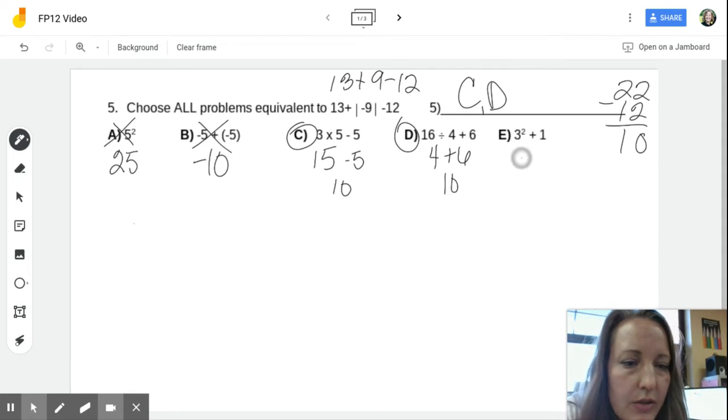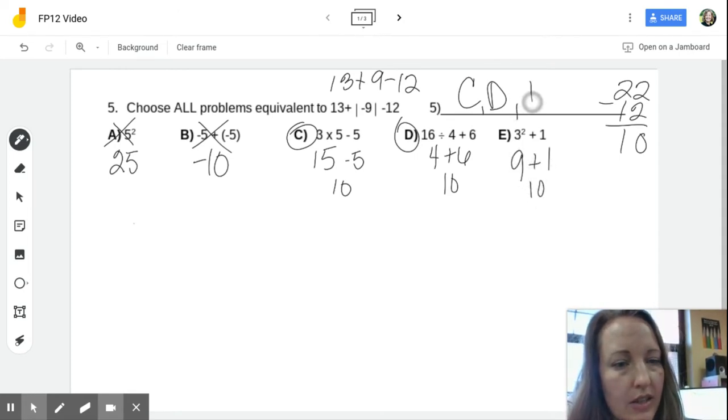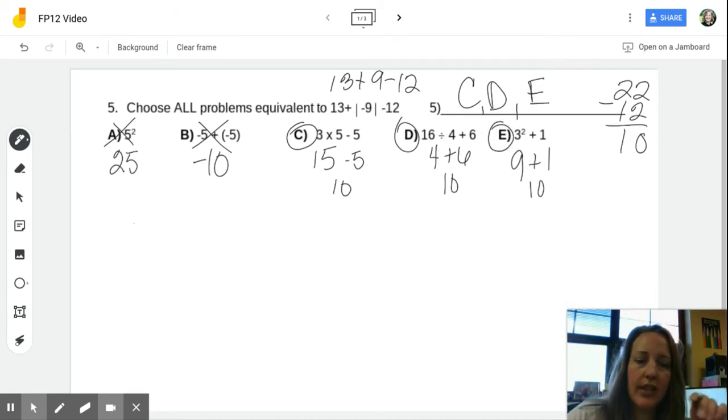Letter E, 3 squared is 9 plus 1 is 10. That is also correct. So we're going to write E on that line. Okay, so your answer for number 5 is C, D, and E. All right, let's look at the next one here.